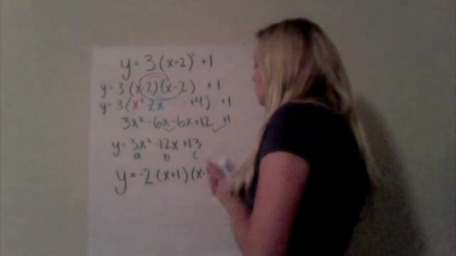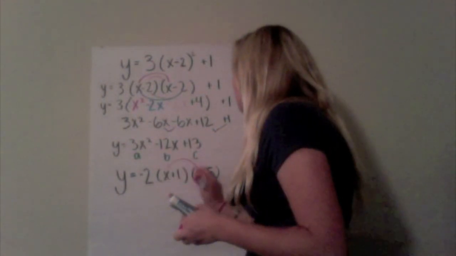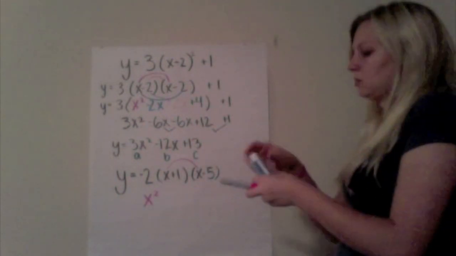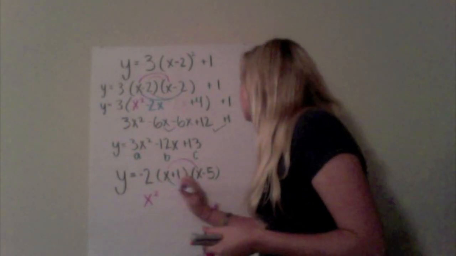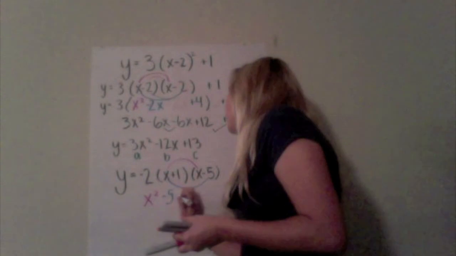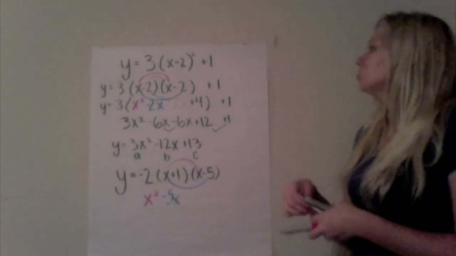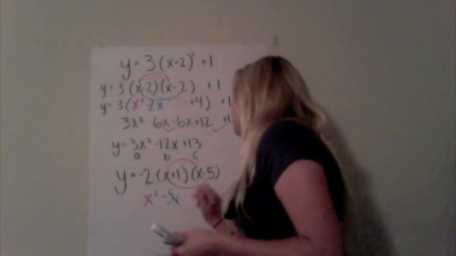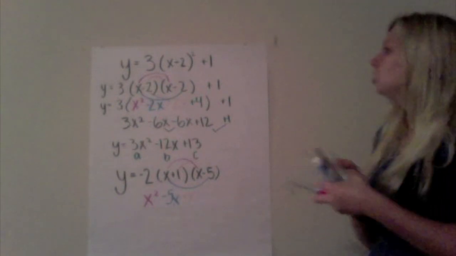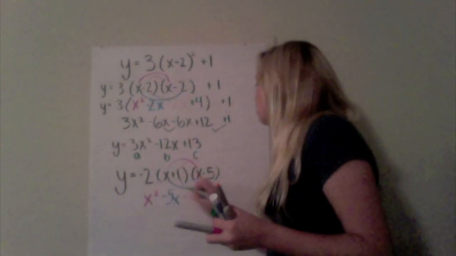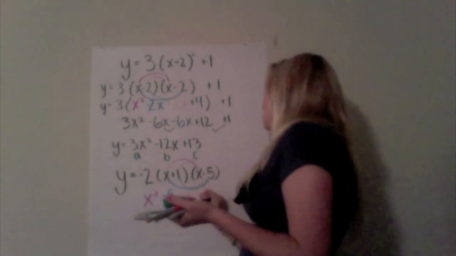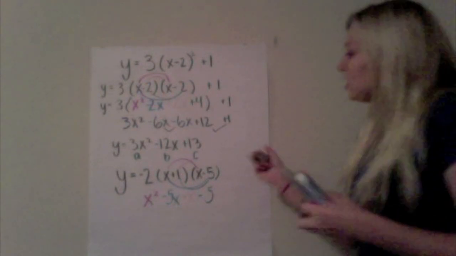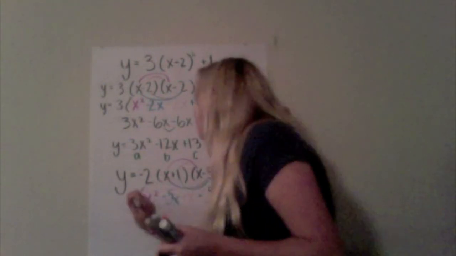So we go to our first terms and we have x times x. So we have x squared plus our outside terms, which is x and negative 5, so minus 5x. Then we go to our inside terms, which is 1 and x, so plus x. And then finally, we go to our last terms, which is 1 and negative 5, which when we multiply together, we get negative 5. Now, just like this first one, we have to remember that this whole thing is still multiplied by a negative 2.